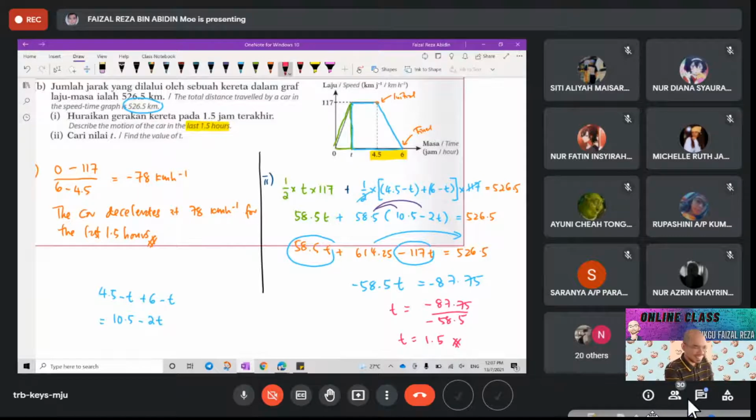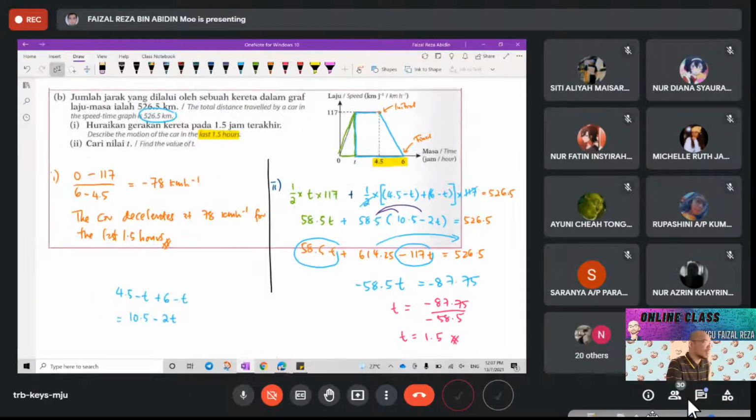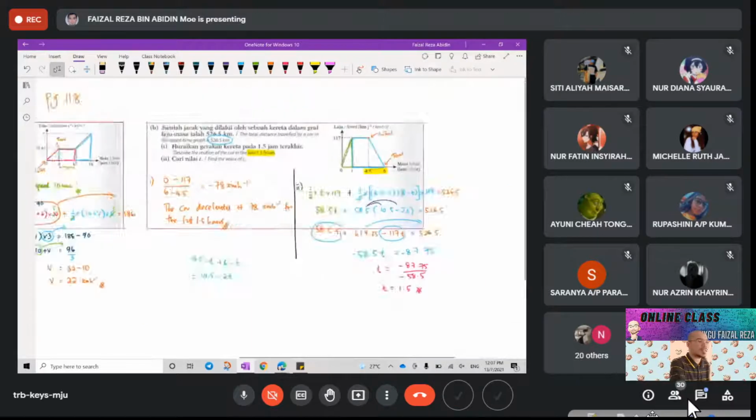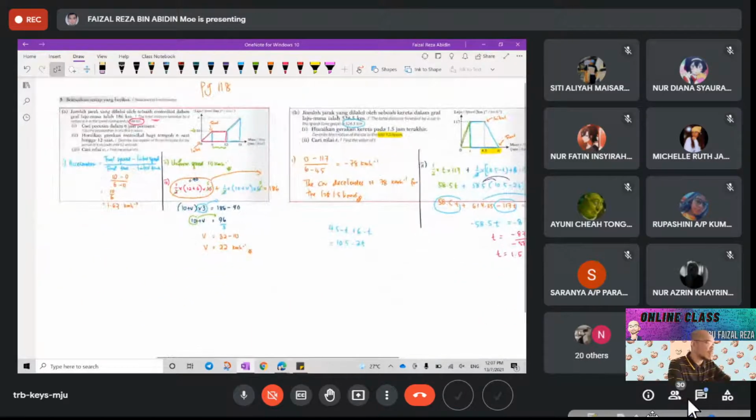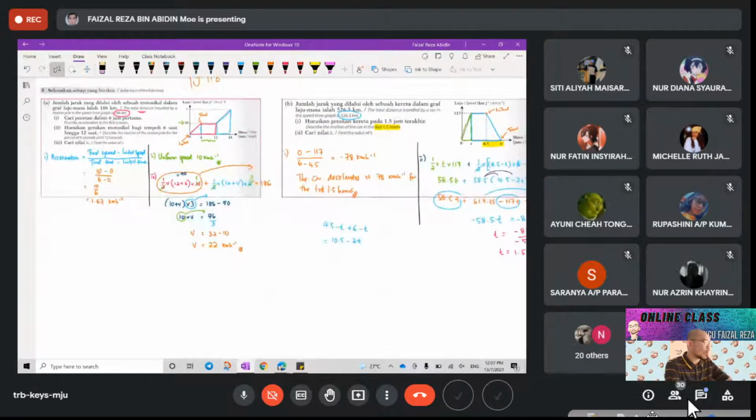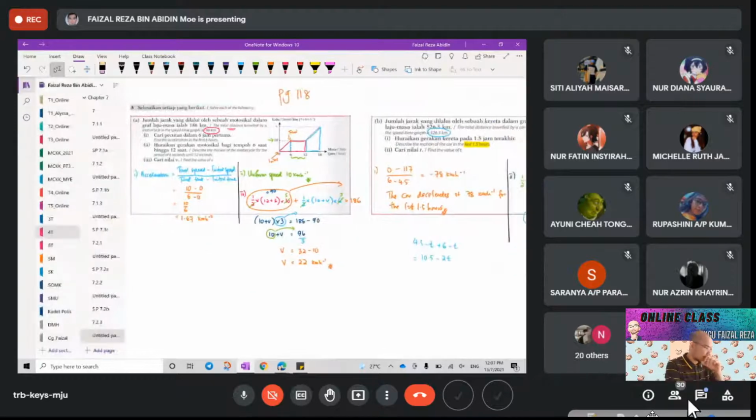Can, class? A lot of work. Can, class? Can, teacher. Okay, so that's how you find your t there. That's it, we finish our page 118 over here for number 5.